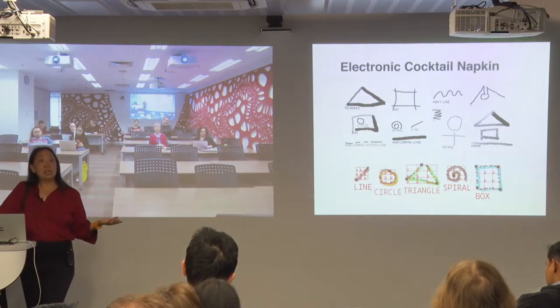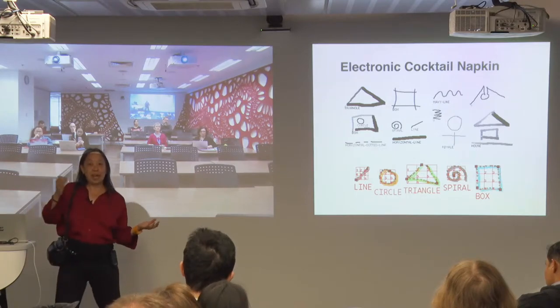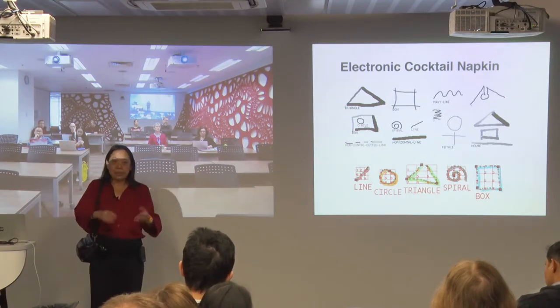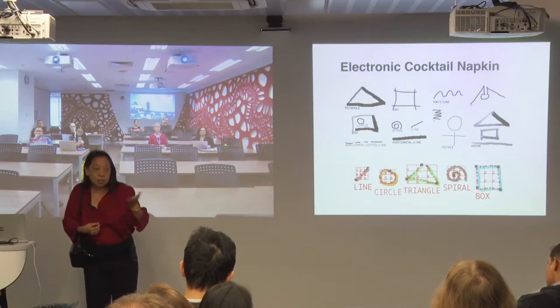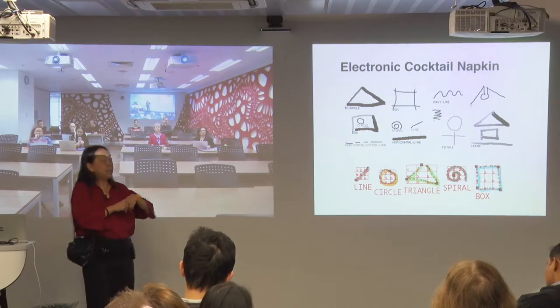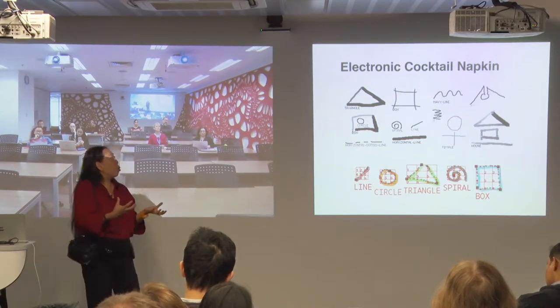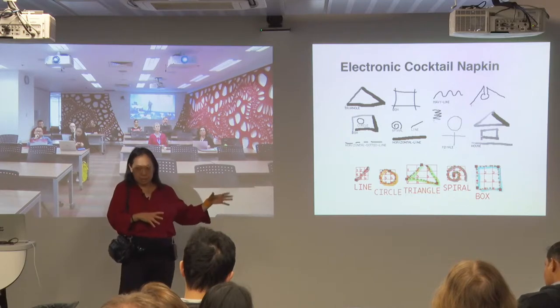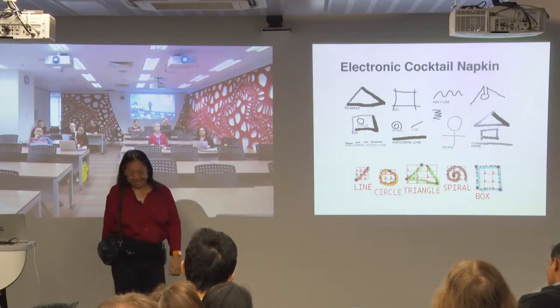Okay, so I worked on a project called Electronic Cocktail Napkin. So the idea is that, like a napkin, you can draw a diagram, and I can show you how to get to my house or where to get something. We understand the diagram. So why couldn't a computer understand the diagram? So this is like the early 90s.